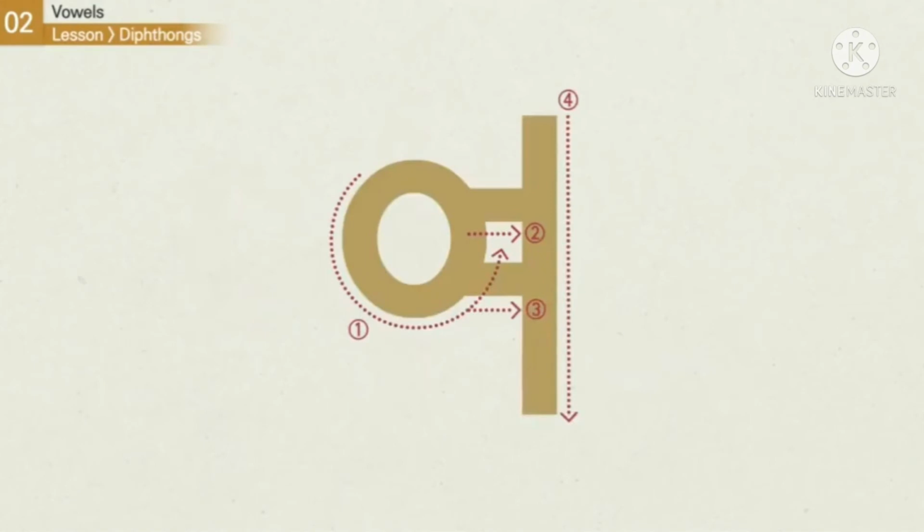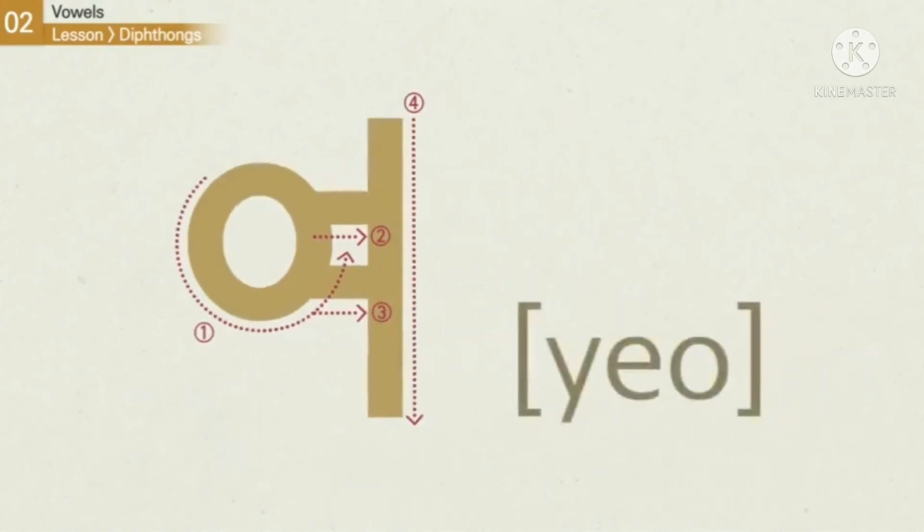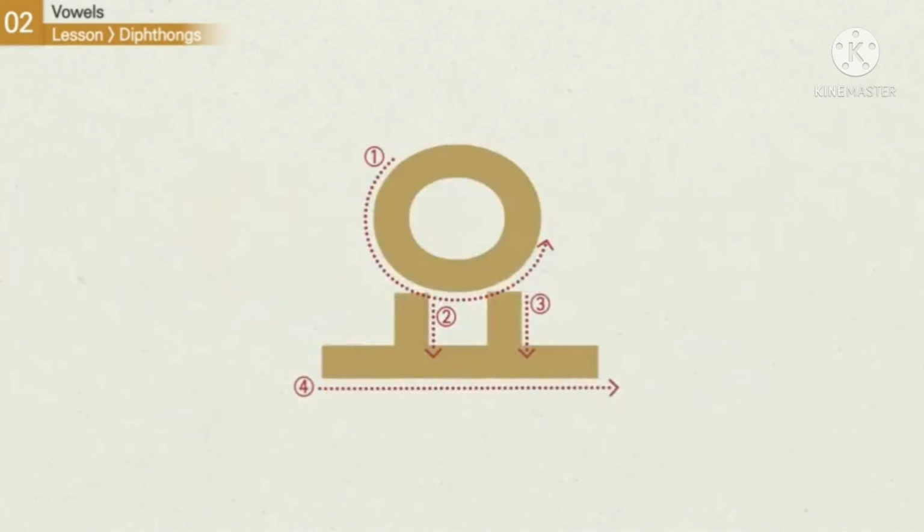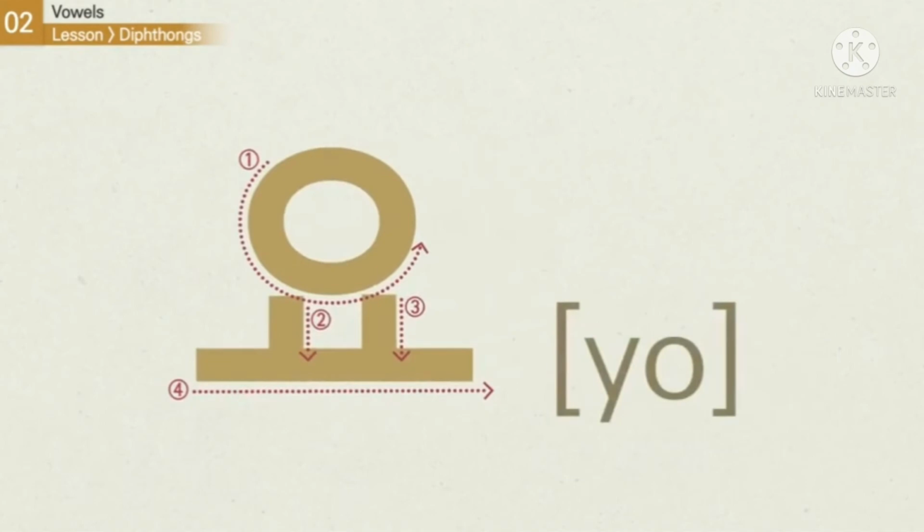Yaw, also written as yaw, is pronounced yaw. Imagine that you are trying to say e and o very fast. Be sure not to pause in between pronouncing the two sounds. Repeat after me. Yaw. Yo, also written as yo, is pronounced yo. Imagine that you are trying to say e and o very fast. Be sure not to pause in between pronouncing the two sounds. Repeat after me. Yo.